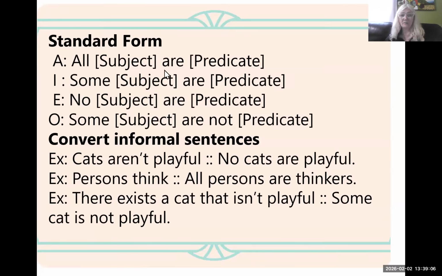So we'd put "all subject are predicate" for an A sentence. For an I sentence, "some subject are predicate." For an E sentence, we standard form that as "no subject are predicate." And for an O sentence, we standard form that as "some subject are not predicate." So if we have "there exists a cat that isn't playful," we transform that into our O version, and we get "some cat is not playful."